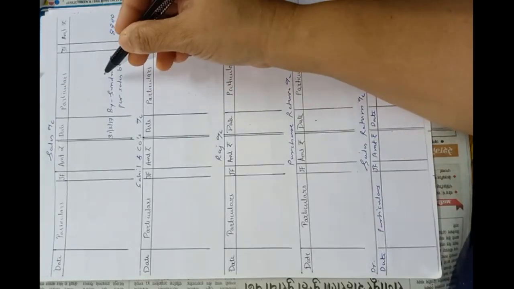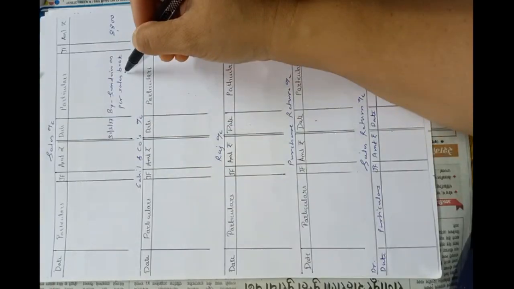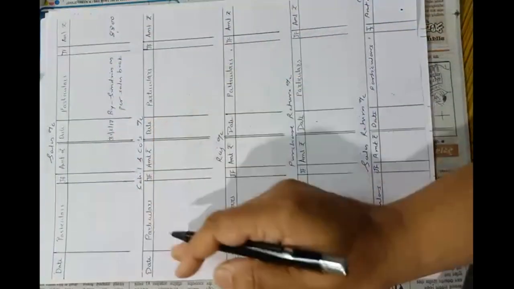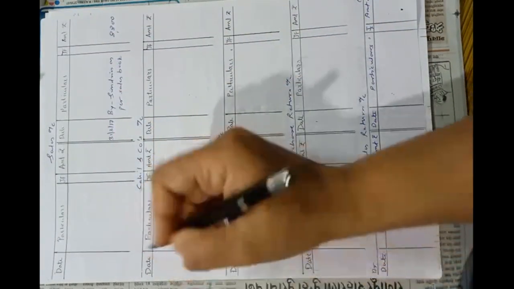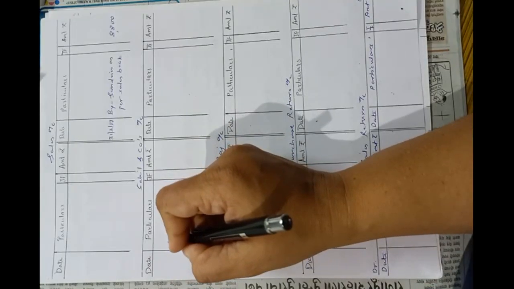So on 31st March 2017 by sundries as per sales book, the total amount is 8,800. Both the parties Sahil and Company and Raj are included in sundries. Okay, now credit side of sales account by sundries means debit side of every respective party to sales account on the date of their transaction.